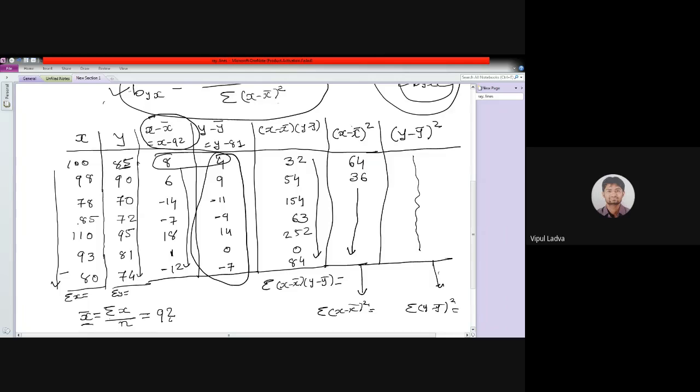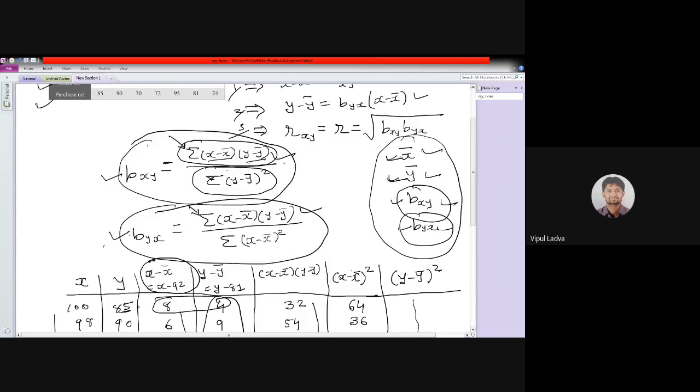Now once we have both those values, we may proceed with both these formulas. As we know that both of these are regression coefficients, both will have the same sign. If one of them is positive, then surely the other will be positive.